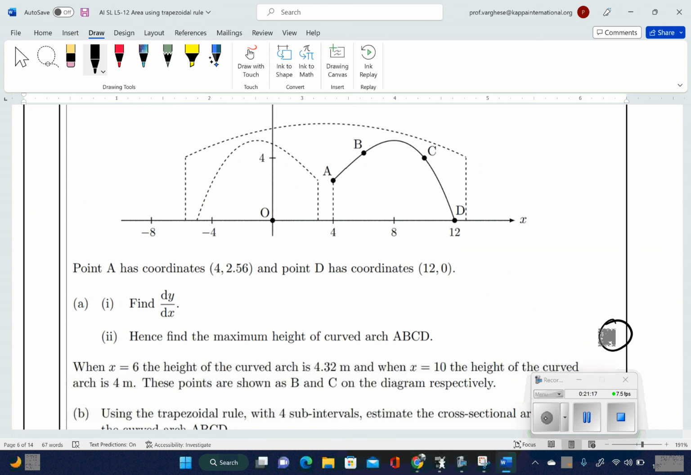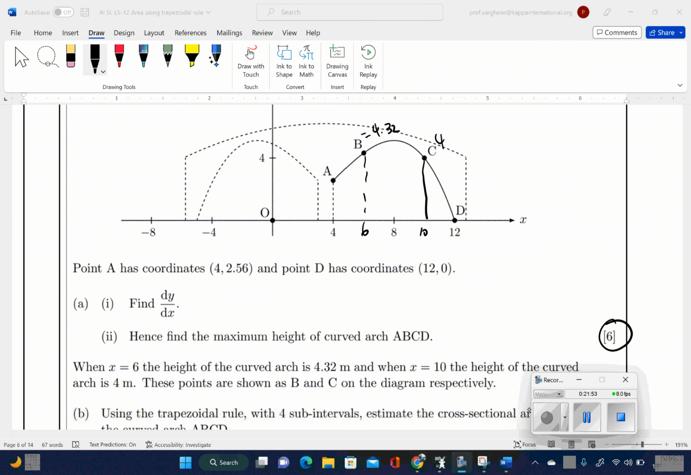So they're telling us that when x equals 6, right? Here's where x is 4, here's where x is 8. So that means that this right here is going to be where x is equal to 6, okay? It's telling me that the height of the curve is 4.32. So this one right here, the height is 4.32. And then it tells me when x is 10, so this part right here, forgive the not straight line, that's 10, then the height is going to be 4. So this height is going to be 4. Okay, so all I'm doing is labeling it.